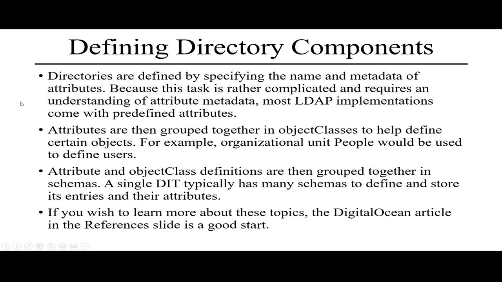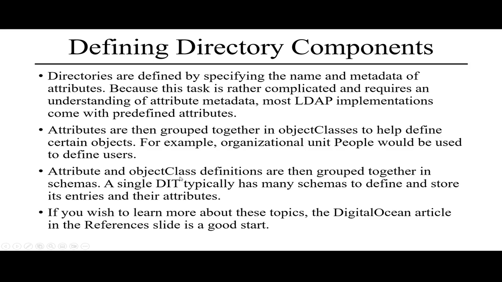So, directory components now. Directories are defined by specifying the name and metadata of attributes. Because this task is rather complicated and requires an understanding of attribute metadata, most LDAP implementations come with predefined attributes. Attributes are then grouped together in object classes to help define certain objects. For example, the organizational unit people would be used to define users.